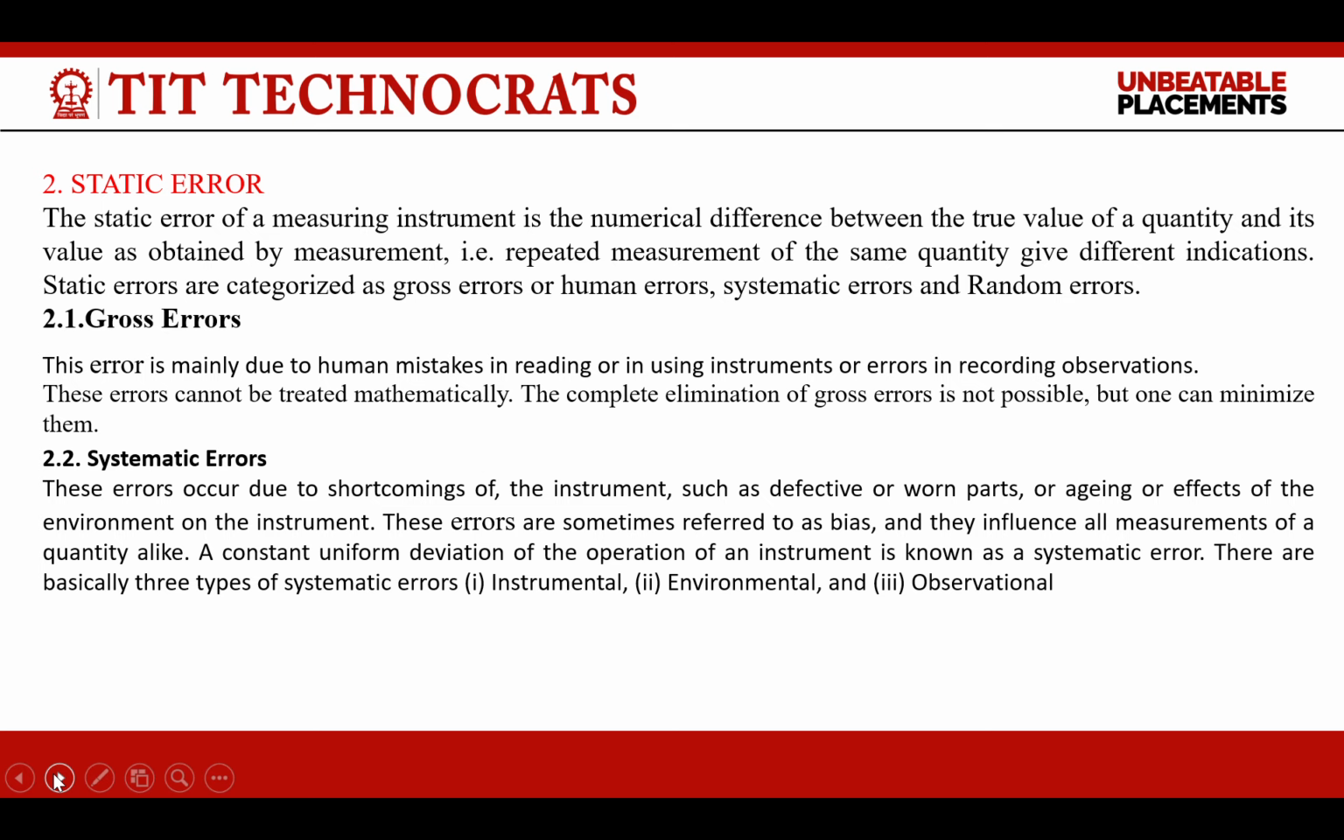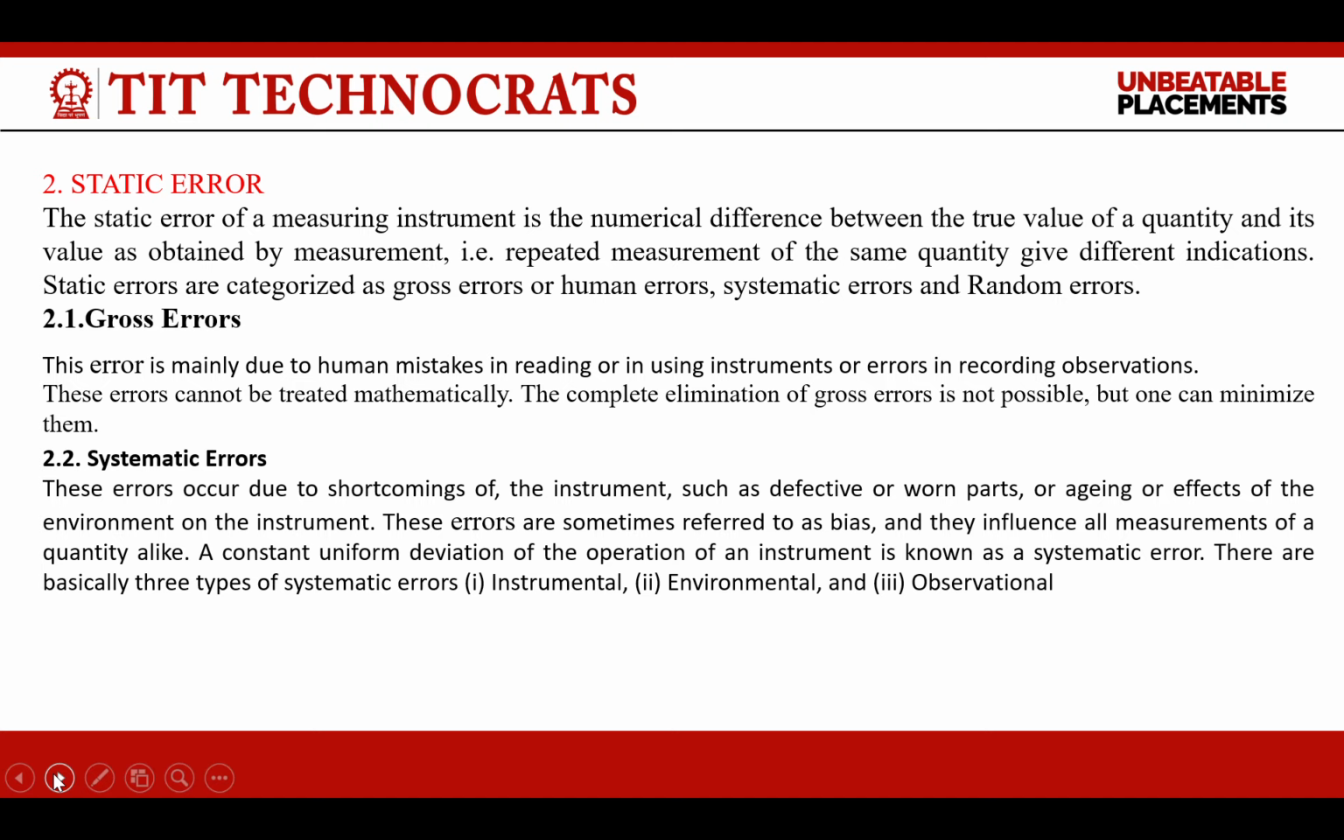The static errors are of the following types. The first one is gross error. This error is mainly due to human mistakes in reading or using instruments, or errors in recording observations. Gross error cannot be treated mathematically. The complete elimination of gross error is not possible, but one can minimize it.